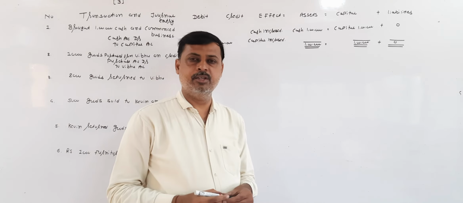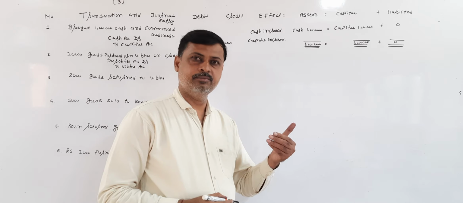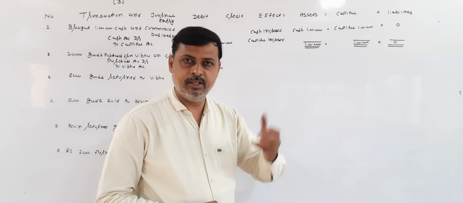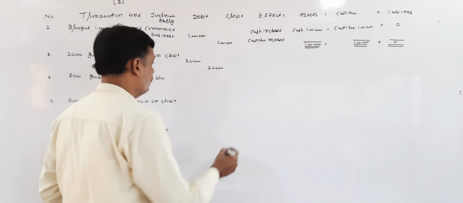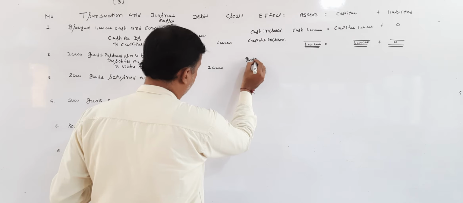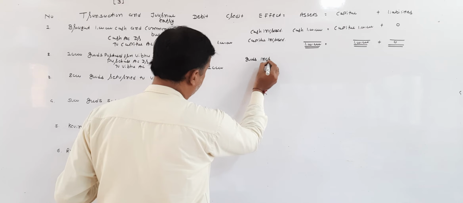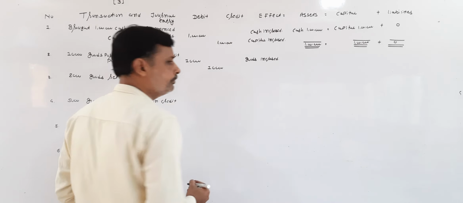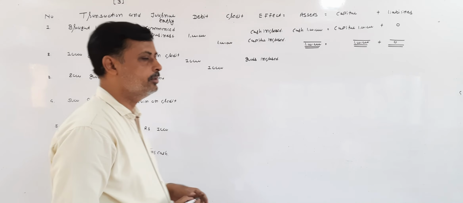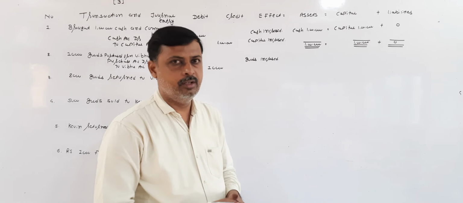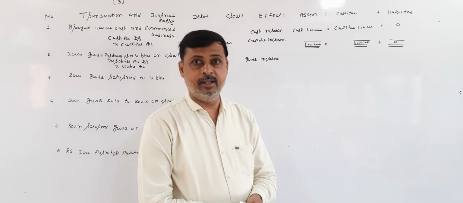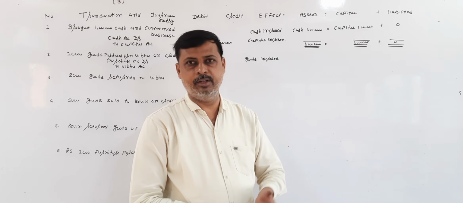Whenever we purchase goods, goods comes in. Whenever goods increase, our stock also increases. So first thing here, goods increased. And this goods is purchased from Vibhu on credit. So whenever we purchase goods on credit, our liabilities, meaning our creditors, also increase.